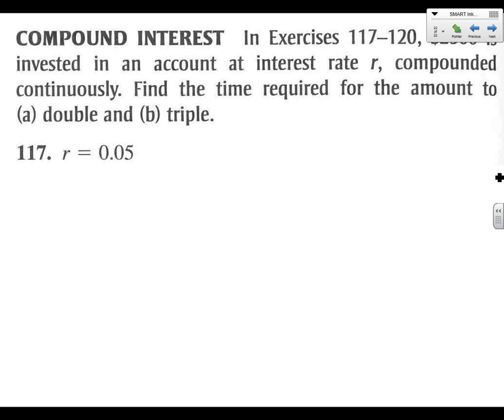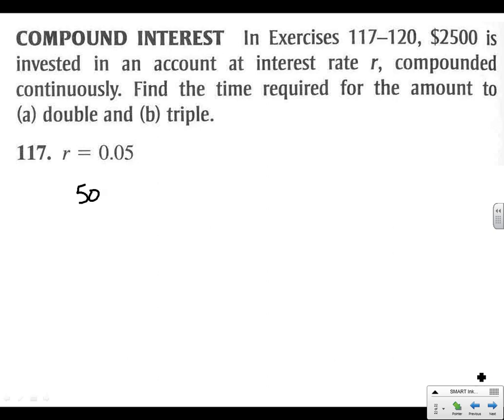All right, on this one, the instructions say $2,500 is our starting amount, invested at a rate of r, and in problem 117, r is 5%, compounded continuously. Find the time required to double and triple. So just like the last problem, we started with $2,500, so to double, you'll end up with $5,000 equals 2,500 e to the 0.05t. So 2 equals e to the 0.05t.